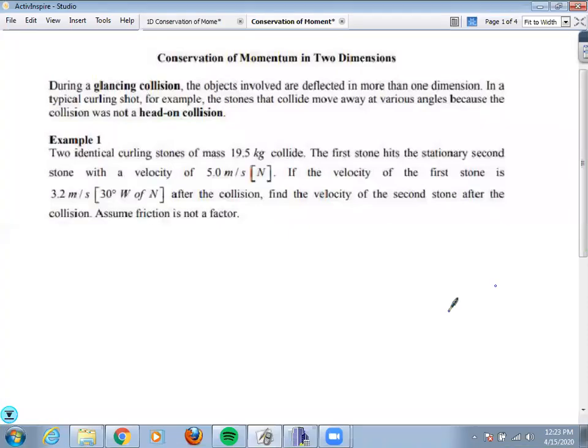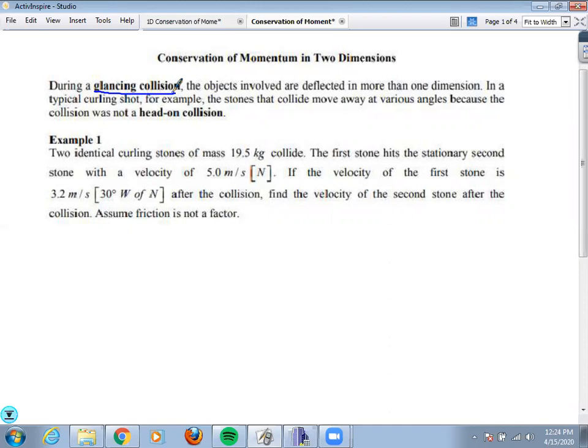All right, so in this optional lesson today, we are going to be exploring the conservation of momentum in 2 dimensions. So essentially, we're going to look at 2 scenarios. One, we're going to look at a glancing collision. So when 2 objects collide not head-on, maybe not at their center of mass, and when they move apart, they're both moving at an angle.